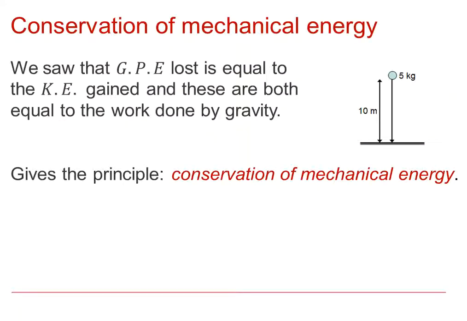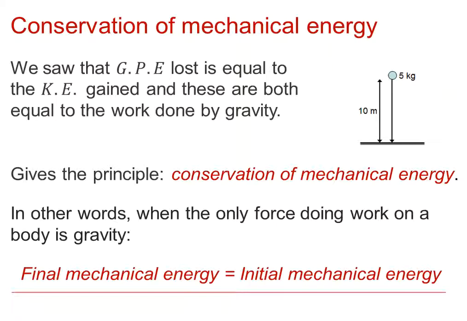We've seen that the gravitational potential energy lost is equal to the kinetic energy gained when an object falls, and these are both equal to the work done by gravity. This gives us the principle of conservation of mechanical energy. In other words, when the only force doing work on the body is gravity itself, then the final mechanical energy must be the same as the initial mechanical energy.